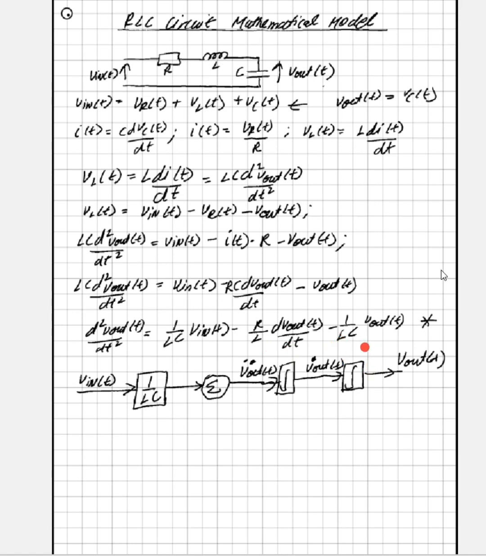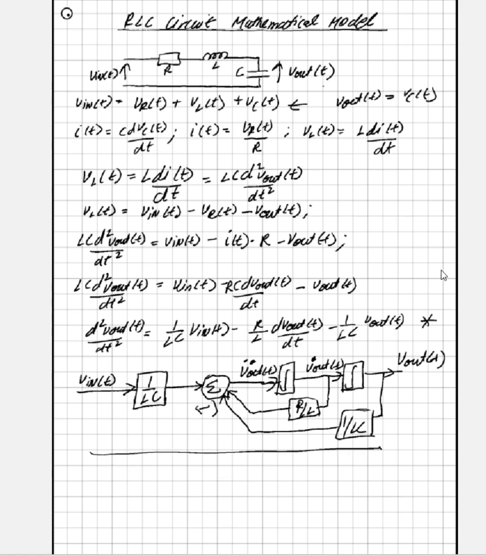So this is a feedback system. So in this case, it's negative feedback. 1 over LC. So the output is scaled by 1 over LC and then fed back. Similarly, the first derivative also scaled by R over L. And this is also negatively fed back. So this is the graphical model of a RLC circuit if you take the output voltage across the capacitor.